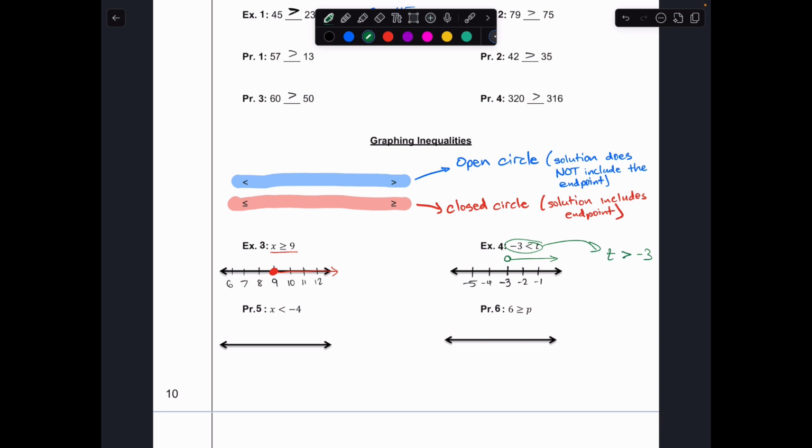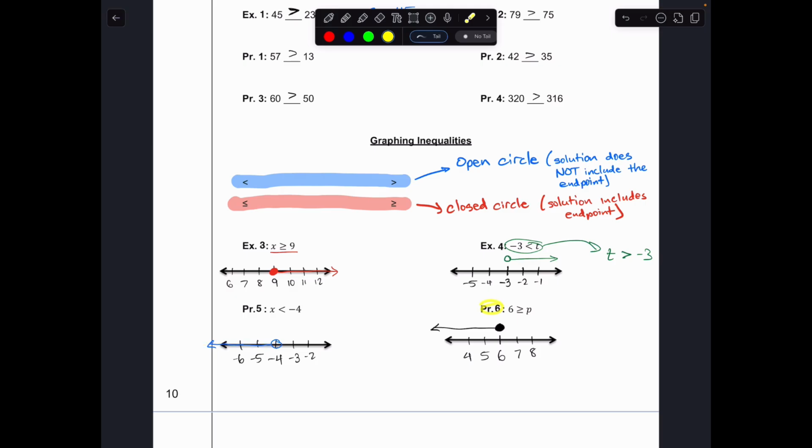Okay. Pause the video, try problems 5 and 6. Check your work here. Notice that in problem 5, it's x is less than -4. There's no or equal to, so our circle is open. And the numbers that are less than -4 would be -5, -6, and so on.